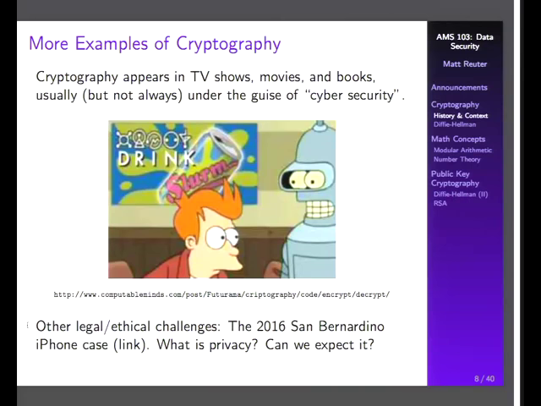And then, for other ideas, are there any legal or ethical challenges dealing with data security?